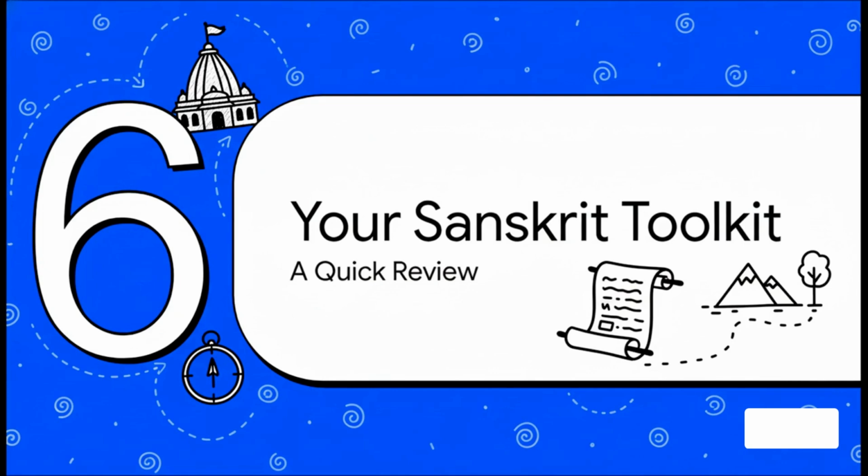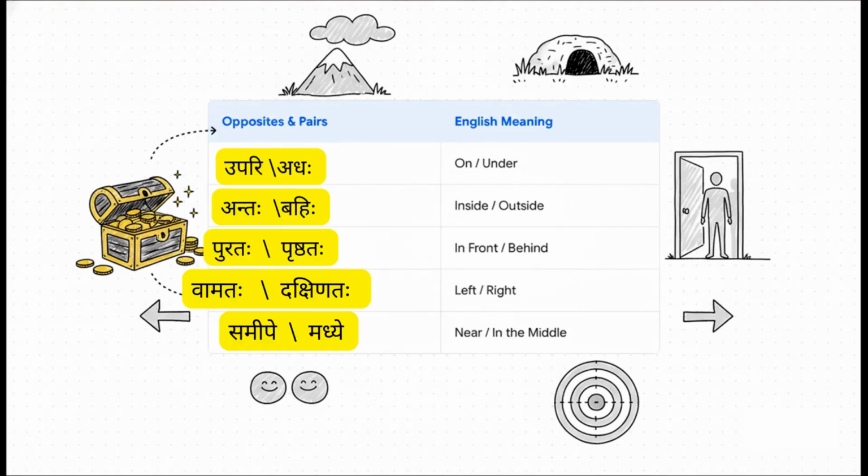You've just built yourself a foundational Sanskrit toolkit for describing location. So how about a quick-fire review of everything we learned to really lock it all in? Here it is, your own personal cheat sheet. Let's run through them one last time. Upari, on, like upper. Adhaḥ, under, at the bottom. Antaḥ, inside, like enter. Bahiḥ, outside, like you're waving bye-bye. Purataḥ, in front, at the pure front. Pṛṣṭhataḥ, behind, you push from behind.